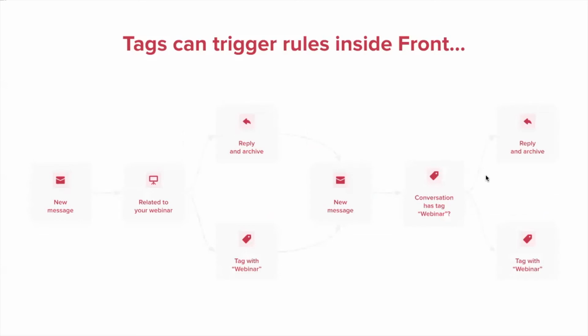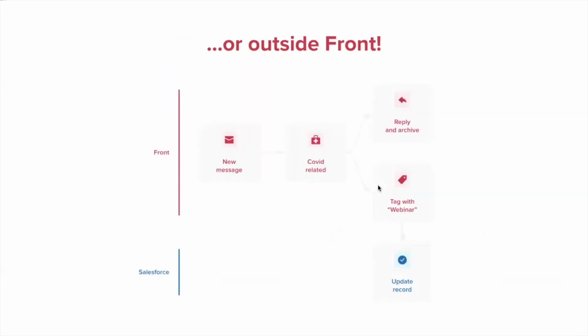In building your workflow, we do want you to know that tags can actually be used to trigger more automation and rules. So basically, let's say we get a new message inside Front. It's related to our webinar. What we might do is actually tag that with webinar. Maybe we go and reply. When that customer writes back in and we get a new message, it already has that tag webinar. So we can build automation to say any conversation that does have this tag that comes in, take some action on that conversation automatically with Front rules. You can also use these rules to take action outside of Front. So let's say we get a new message, it's related to COVID. Every time we tag it with that COVID related or that webinar tag, then go and actually make a change in our CRM. So you can build rules that do this outside of Front as well.